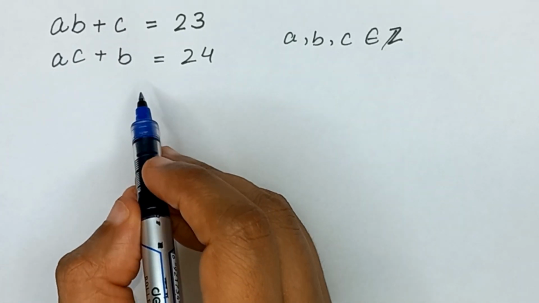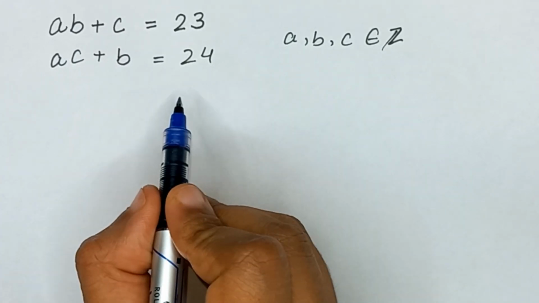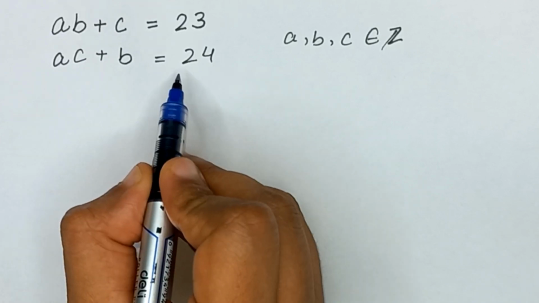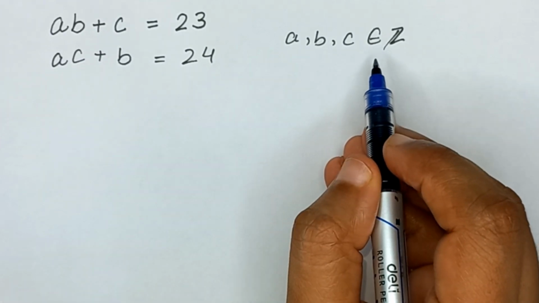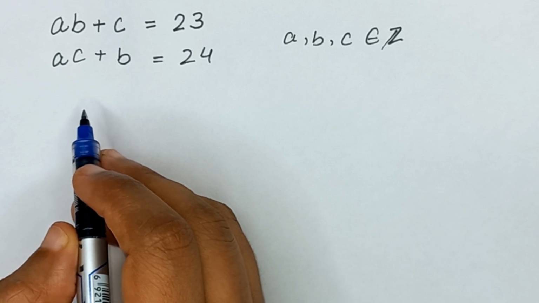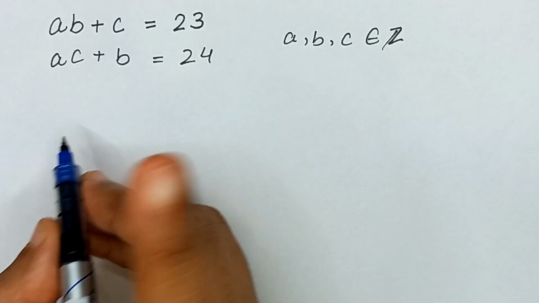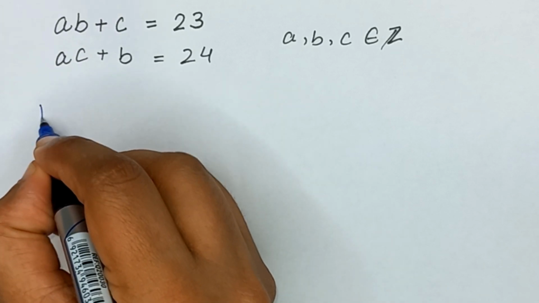Hello friends, today we will solve a system of Diophantine equations: AB plus C is equal to 23, AC plus B is equal to 24, where A, B, and C belong to integers, and we will solve for A, B, and C. I will solve this question with two methods.